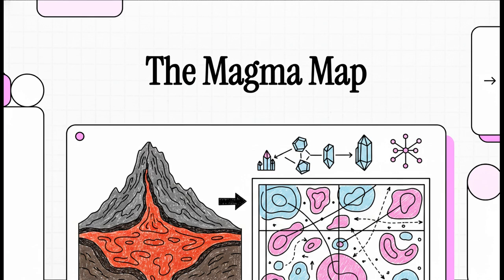We are going to decode the literal blueprints of the ground we walk on by understanding something called a phase diagram. If you've ever looked up at a massive mountain and wondered how it actually came to be on a purely chemical level, well, you are in the exact right place.